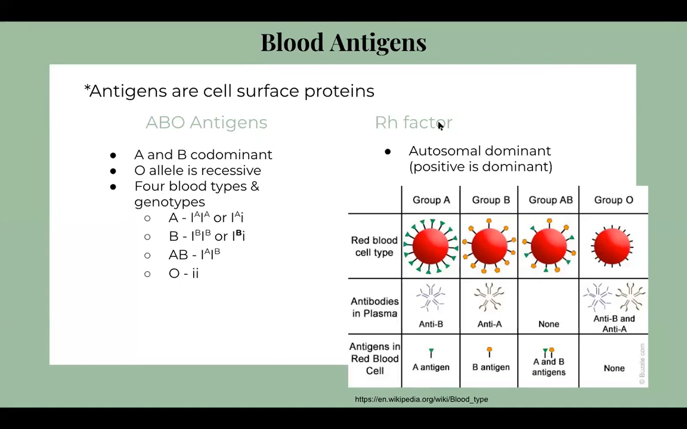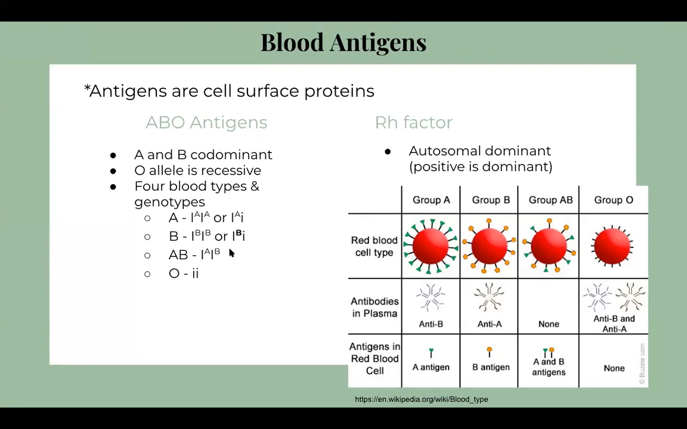ABO antigens exhibit both codominant and regular Mendelian dominance. A and B are codominant, while O is recessive to both A and B.